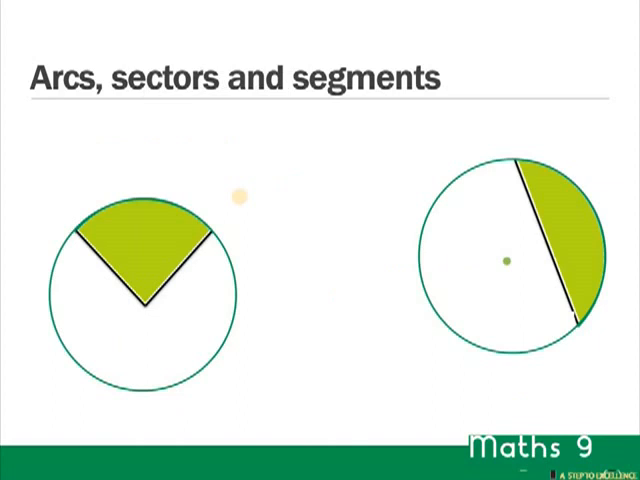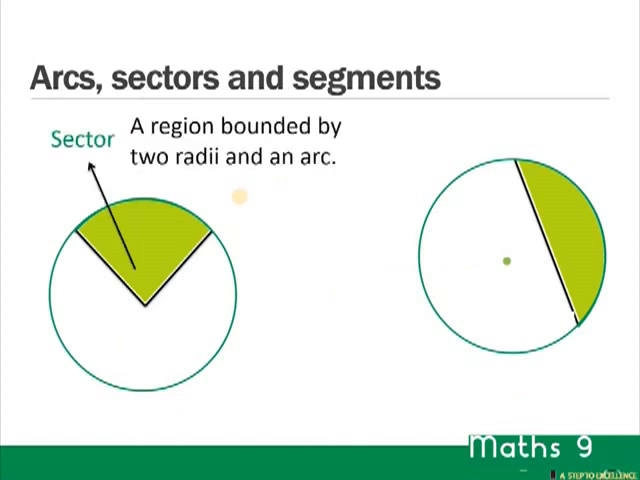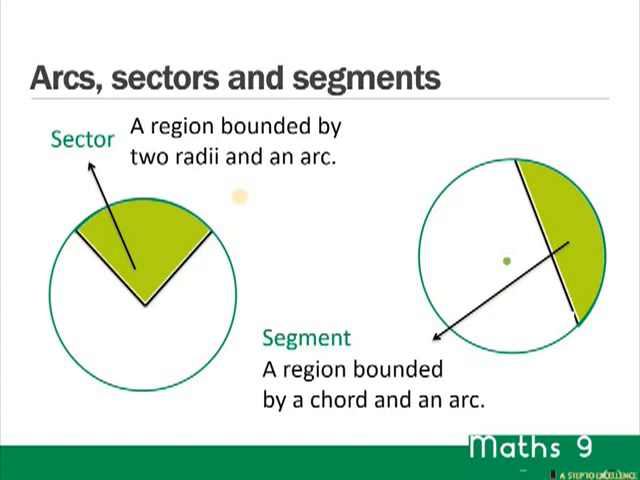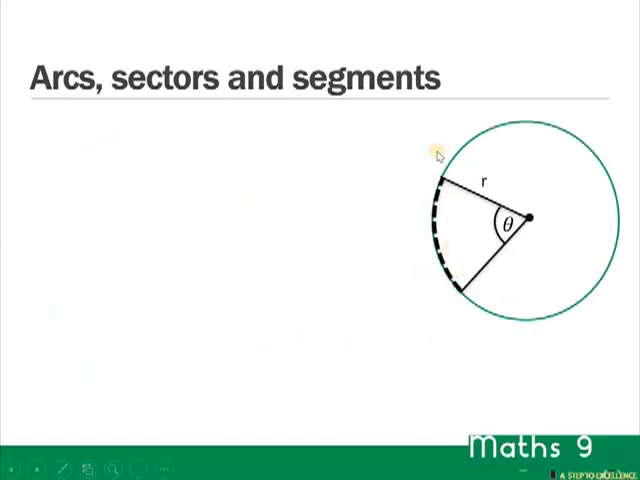Arcs, sectors, and segments. This is a sector. It's a region bounded by 2 radii and an arc. This is a segment. It's a region bounded by a chord and an arc. Let's suppose that we wanted to find the length of this arc, L.